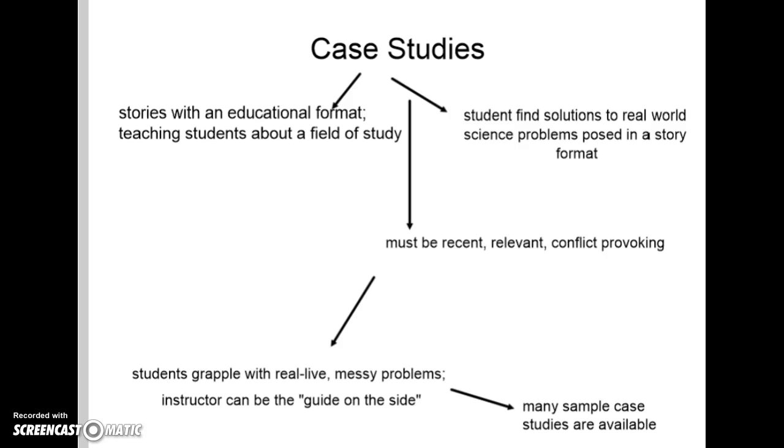As I was reading about case studies, it made me think a lot about problem-based learning, where students are given a guiding question and they have to work through a problem to find a solution. But I think the nice thing about a case study is you could insert it really anywhere in your curriculum, and it doesn't take a week or 2 weeks to complete like maybe project-based learning does.